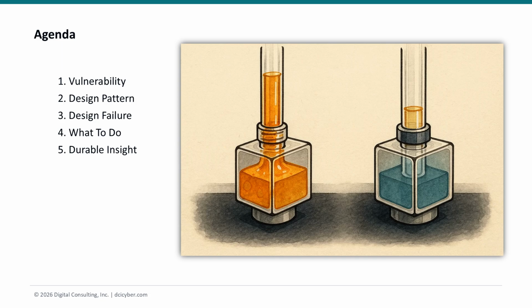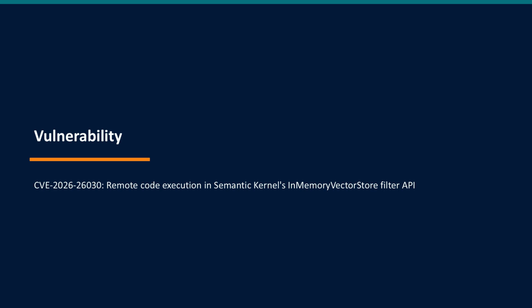First, the vulnerability itself and why it matters beyond a single CVE. Then the design pattern and why it keeps showing up. We'll walk through root cause, update your threat model, and close with prioritized actions you can take this week. A single API call, that's all it takes.